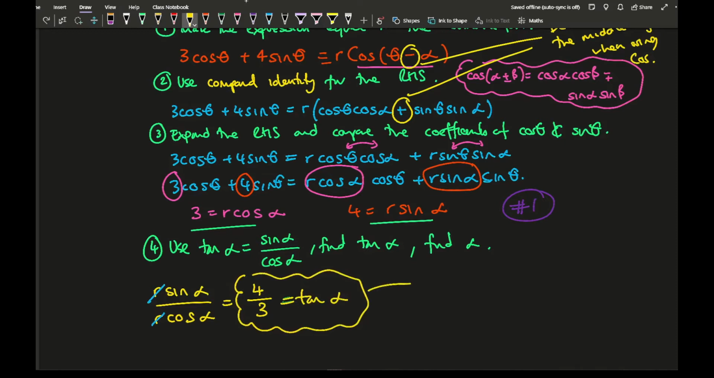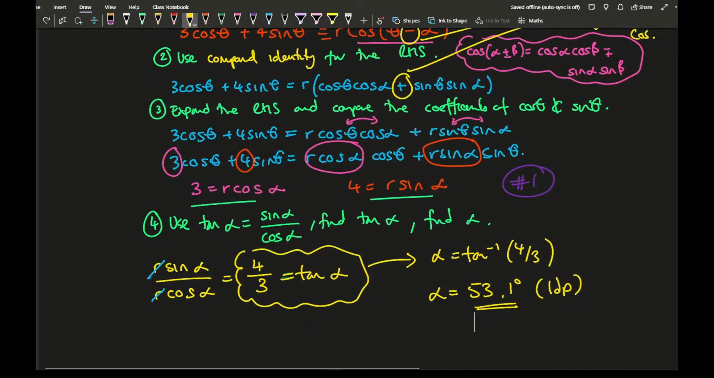And then from this, alpha is going to equal the inverse tan of 4 over 3. And because I know that alpha is going to be acute, all I'm doing is trying to find the acute version of tan 4 over 3. So on my calculator, inverse tan 4 over 3 gives me an answer of 53.1 degrees to 1 decimal place, and there is my answer for alpha.